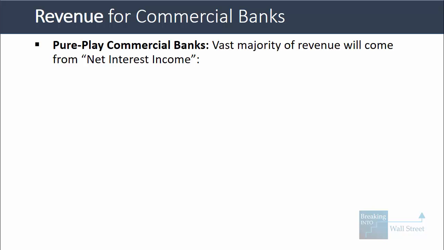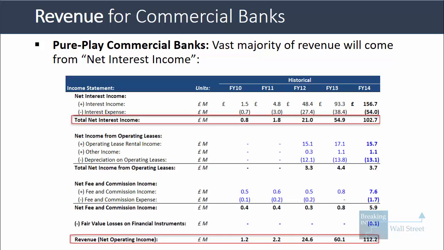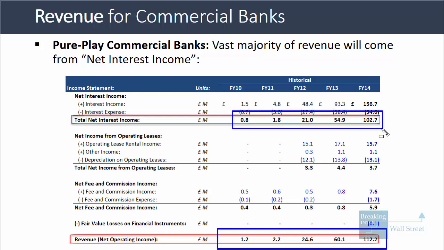For commercial banks, the majority of the revenue is going to come from something called net interest income. And I've pasted in the finished model or part of the finished model that we have for Shawbrook here. And you can see that well over 90% of their revenue down here consists of the net interest income. Now, they do have other segments. They do have operating leases, they have fees and commissions, but the vast majority of what they're earning comes from the interest they're earning on their loans minus the interest expense they're paying on their deposits and other funding sources.